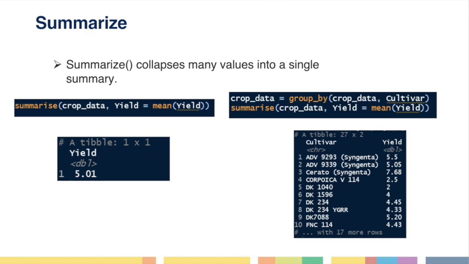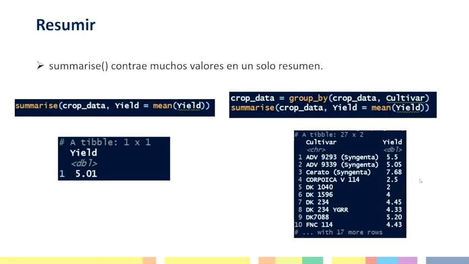This is another function that is used combined with group by. It's called summarize, and it's going to give us a summary. When there are too many values from the different groups, we can see this as a summary. And in this case, I apply it only to the original data. I have the average here of the yield, and it gives me a value that's the average.